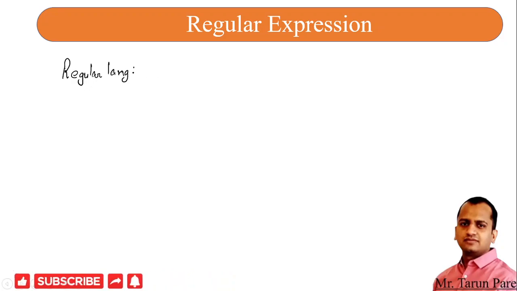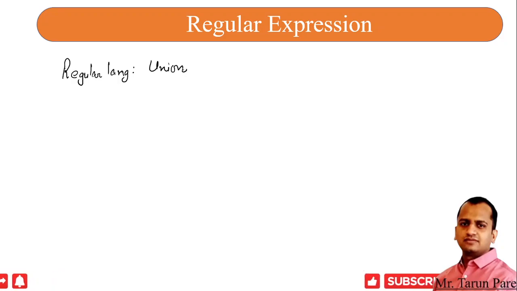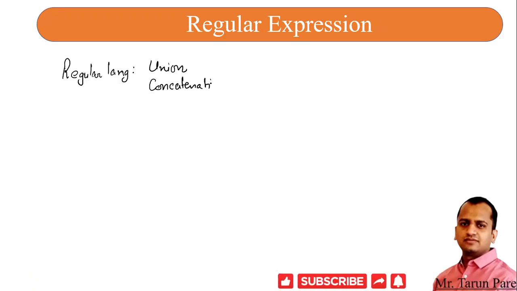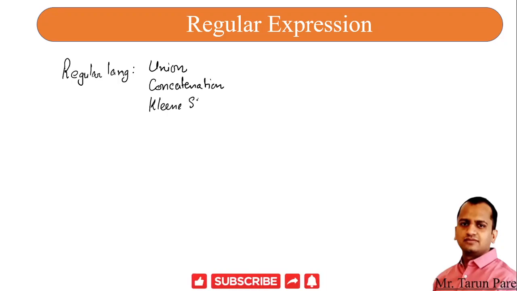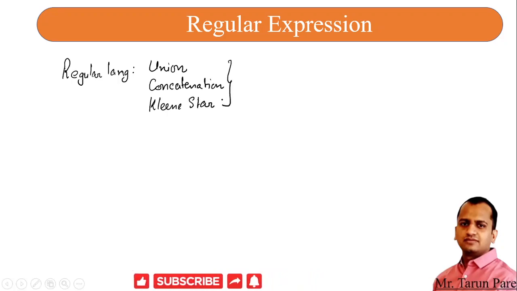A language which supports at least the basic three set operations, such as union, concatenation, and Kleene star. If a language supports these set operations, then you can say that the language is regular.